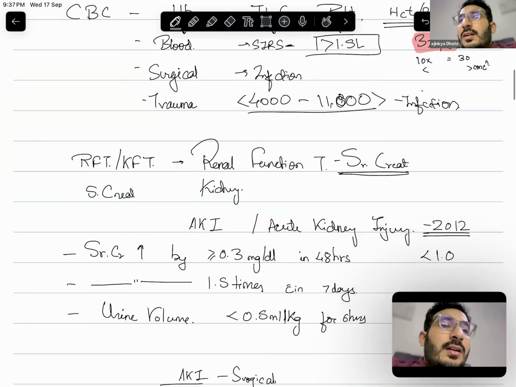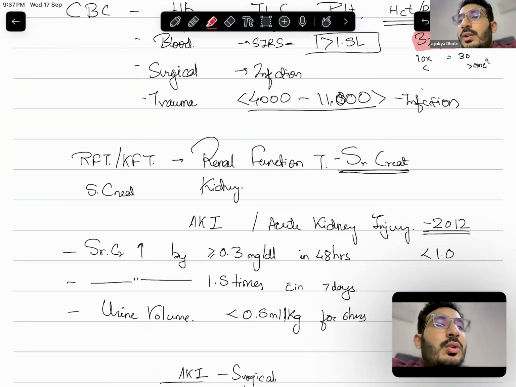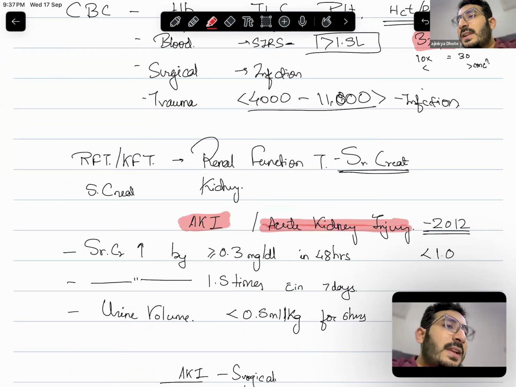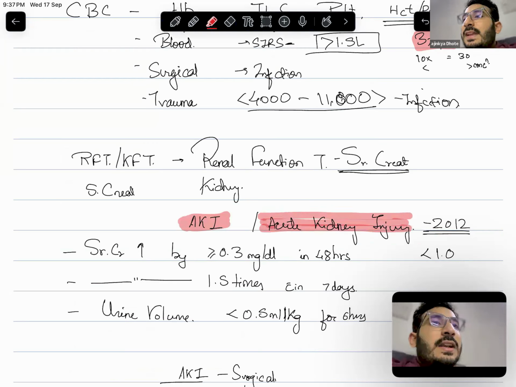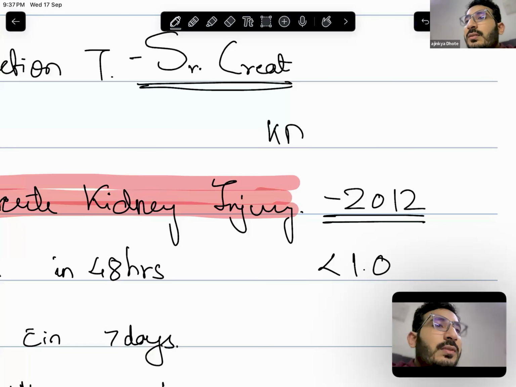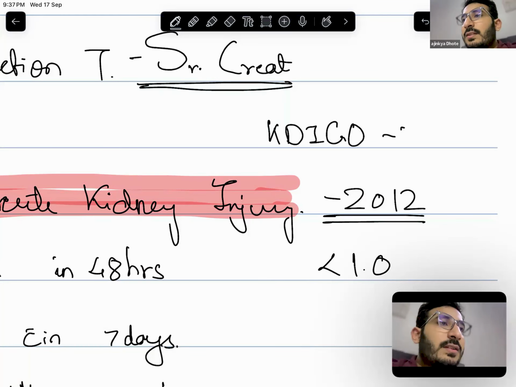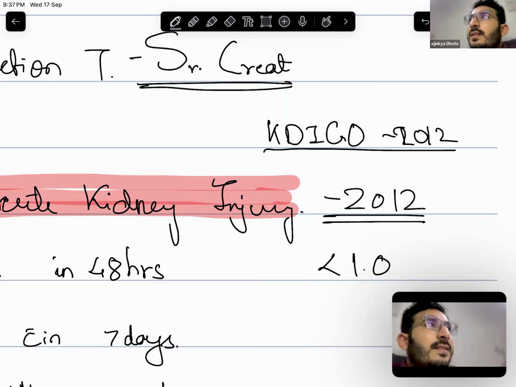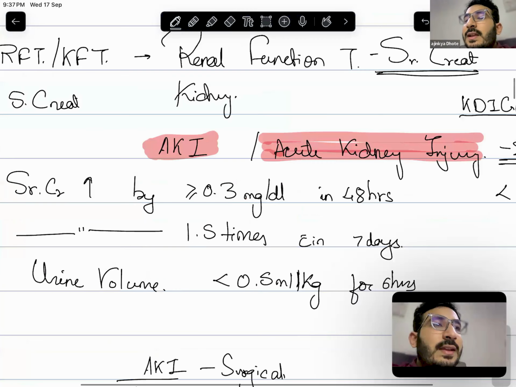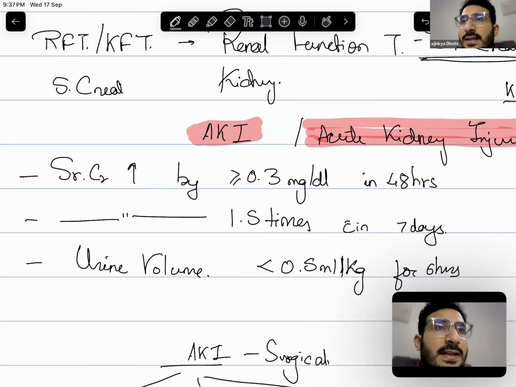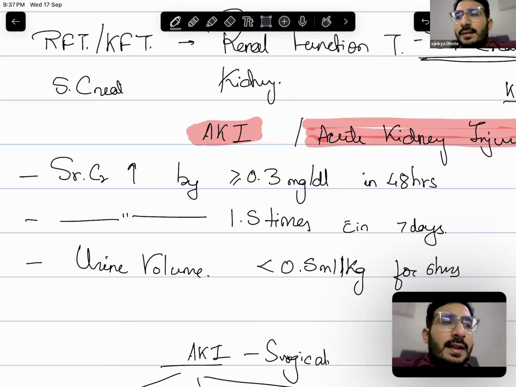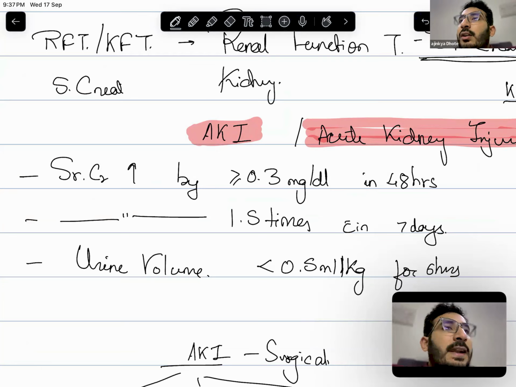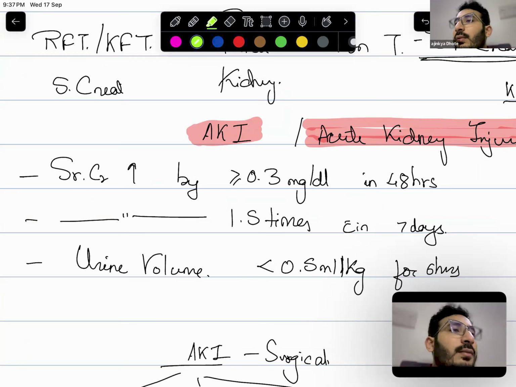Coming to that, you all should know what we mean by AKI, also known as acute kidney injury. The definition of AKI was given by the KDIGO classification of 2012, which has given three criteria. It's better that you know all of them. One is your serum creatinine increasing by 0.3 milligram per dl in a period of around 48 hours.